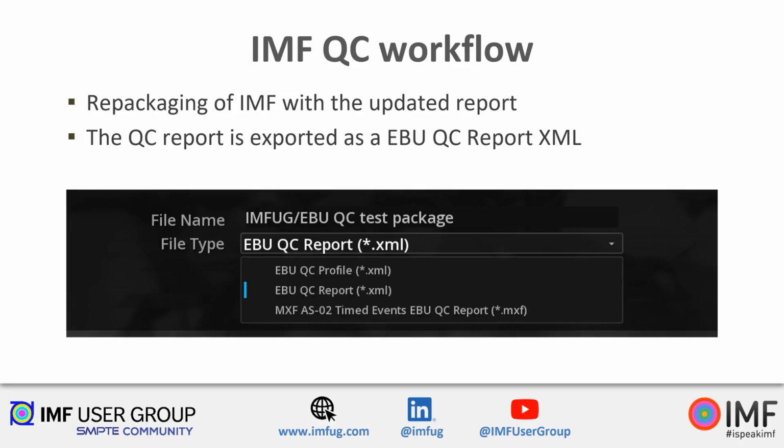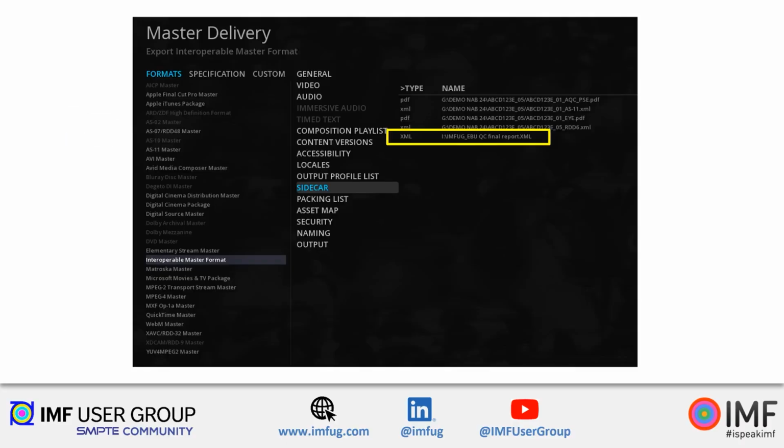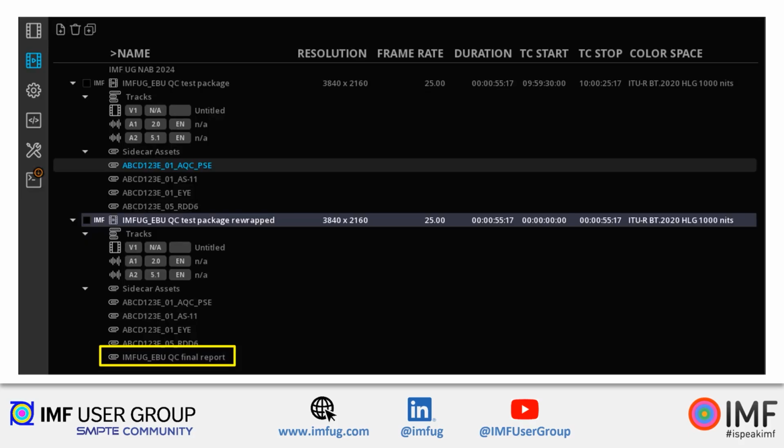So the idea now is to wrap that into an EBU QC report. It's just a simple XML, and that XML will be added as a sidecar in the original IMF package. So if I re-import the package again, we'll see a second CPL below with the new sidecar. But just a sidecar is not enough. I mean, what's the point?